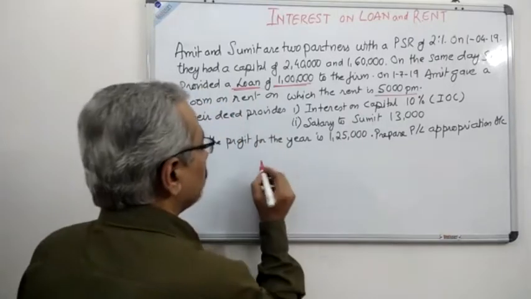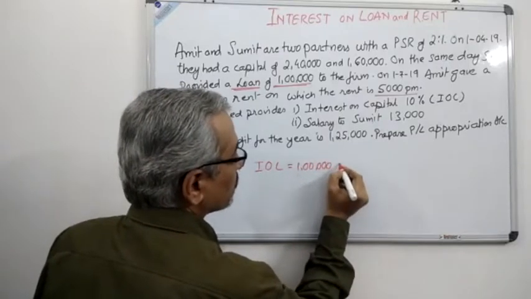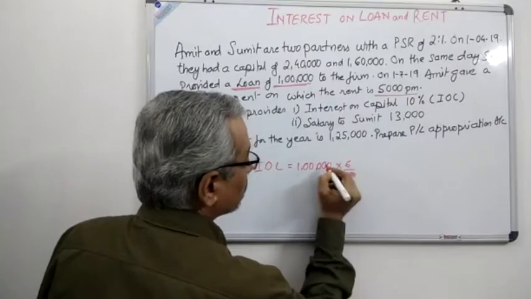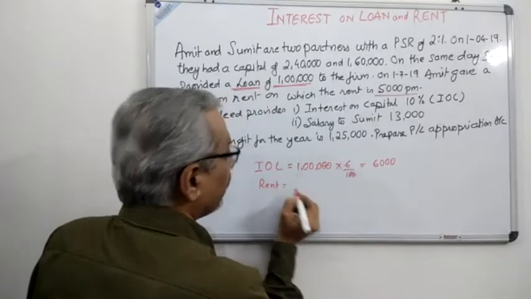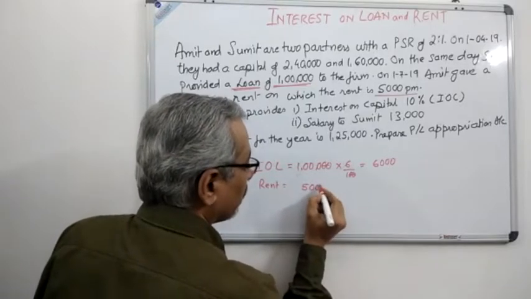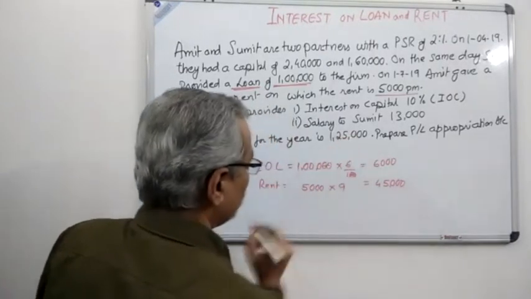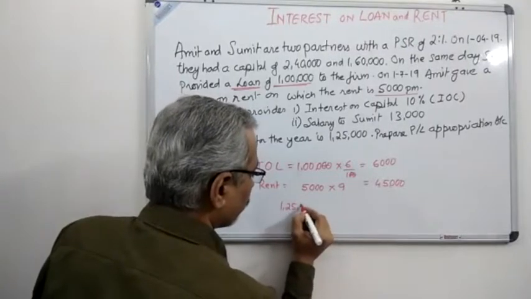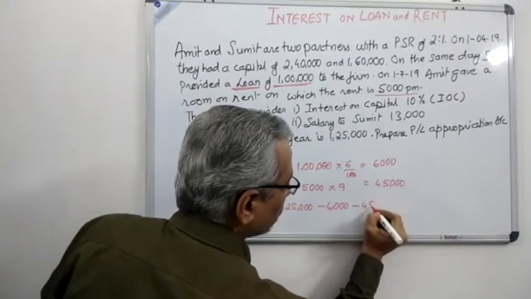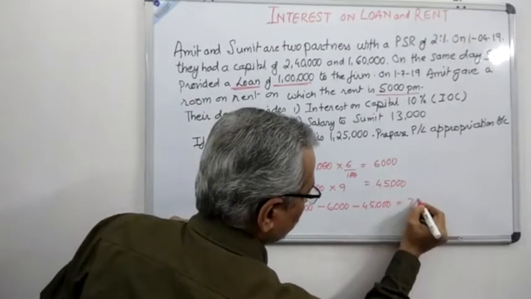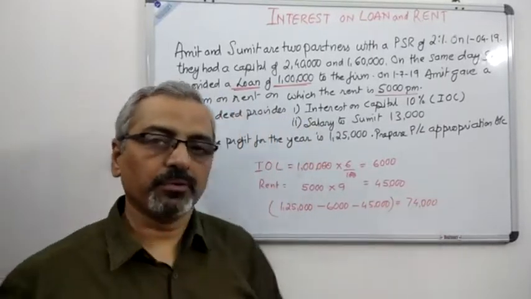What is the interest on loan? You can see the interest on loan is 6%, even if the question does not say so, and it will be 6,000. And what is the rent? The rent is 5,000 into 9, 45,000. So these two figures will be subtracted from the profit of the year, which will come to 74,000 after the calculation, and we will actually proceed with 74,000.